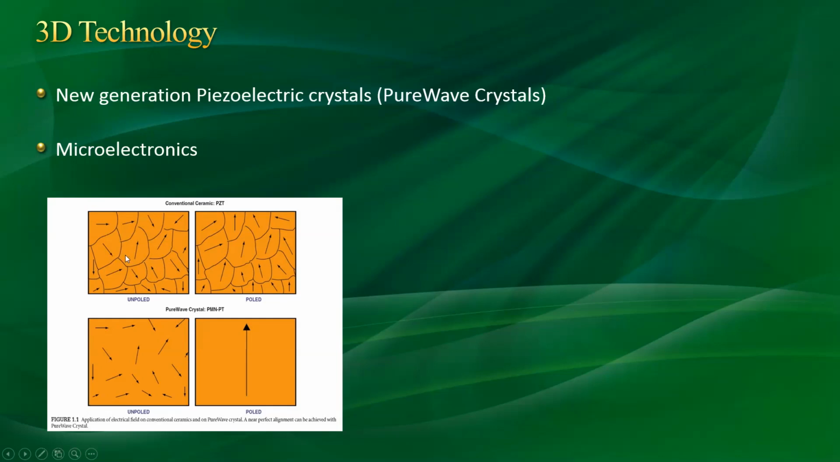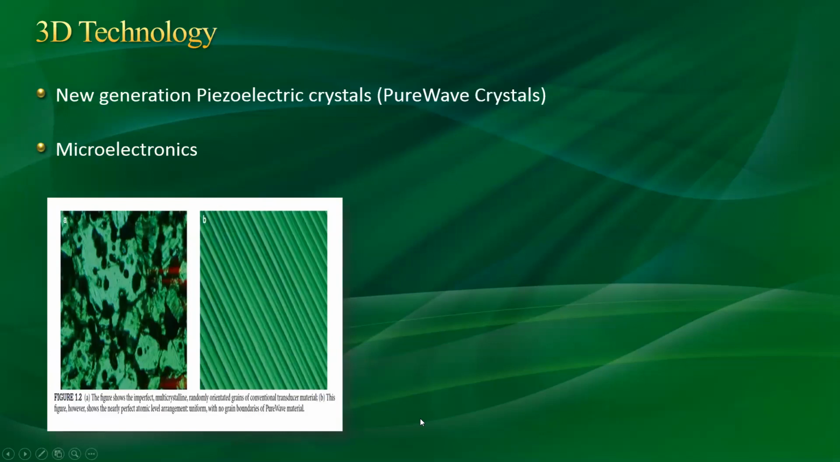If you look here on the left, this is how the crystals look unpoled, with no electricity going through them. There's no clear directionality in the flow. Once you apply electricity to emit the ultrasound beam, you can see some directionality in one direction. When you look at the PureWave crystals, the PMN-PT crystals, unpoled, with no electricity, there are no boundaries. Again, the directionality is not that clear, but there's no boundary. It's very homogeneous. Once you put electricity on those crystals, you get a very uniform direction. That allows us to direct our beam the way we would like it to go.